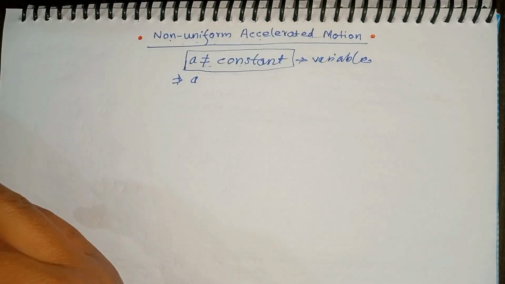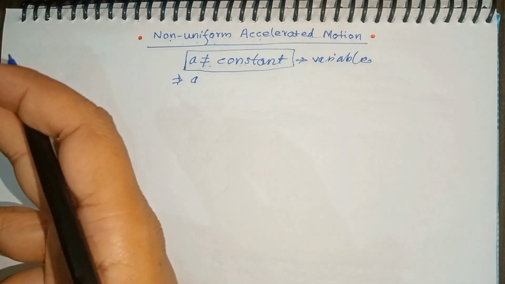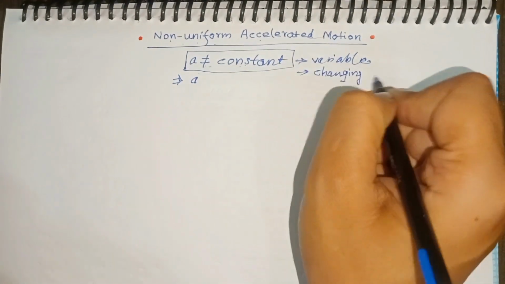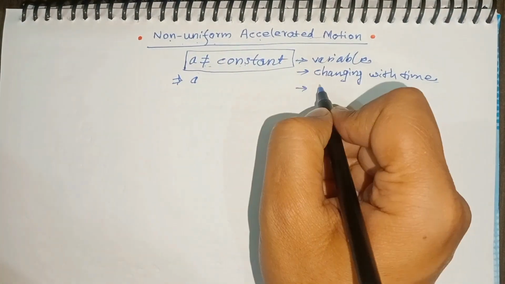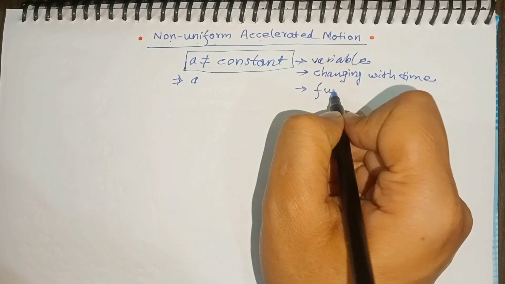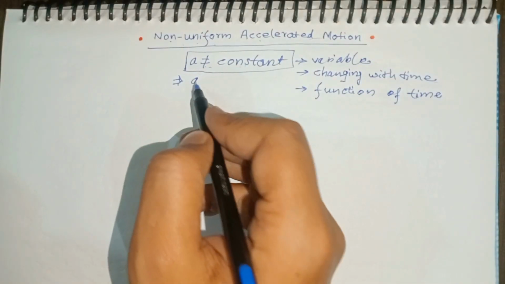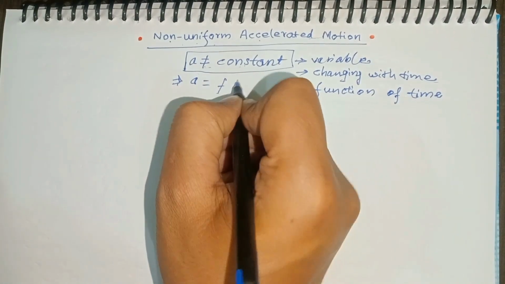Acceleration is changing with time, which means what? It is a function of time. We can write it is variable, meaning changing with time, and changing with time means function of time. So in non-uniform accelerated motion, acceleration will be a function of time. Acceleration equals some function of time.